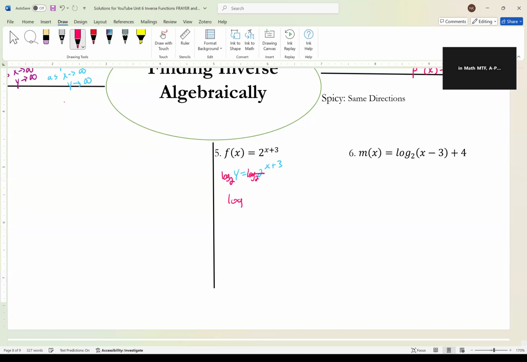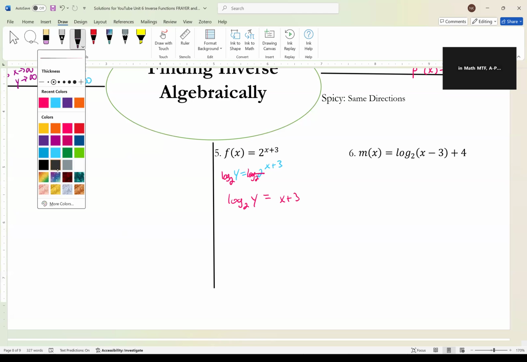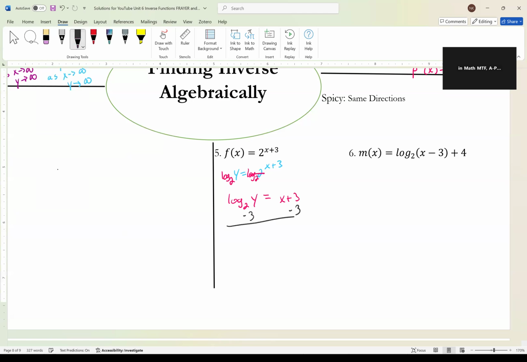And so log base 2 of y is equal to x plus 3, minus 3, minus 3. X is equal to log base 2 of y minus 3. Now I want to point out, and I want you to be careful, that minus 3 is not inside the logarithm, right? It's only the log base 2 of y. And whatever log base 2 of y is, I subtract 3 from it. So that is why I didn't put parentheses there.